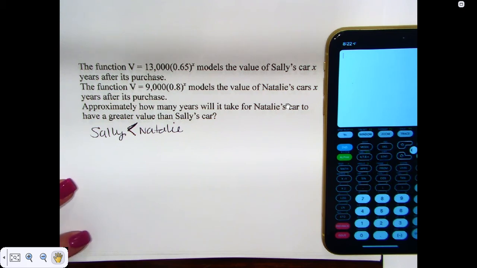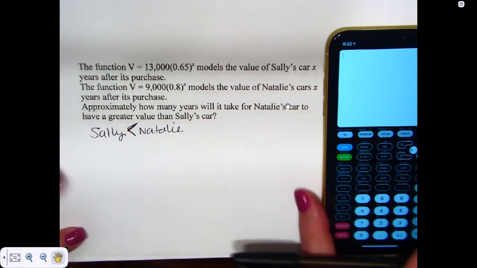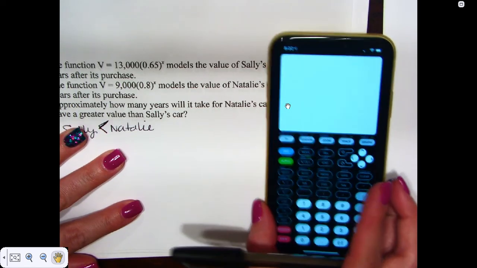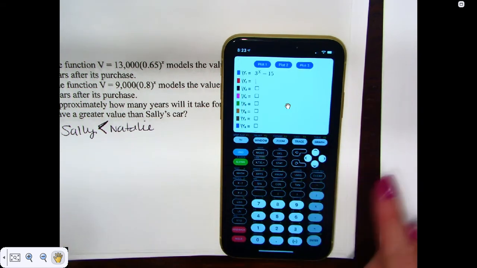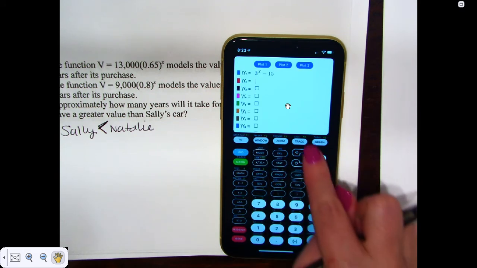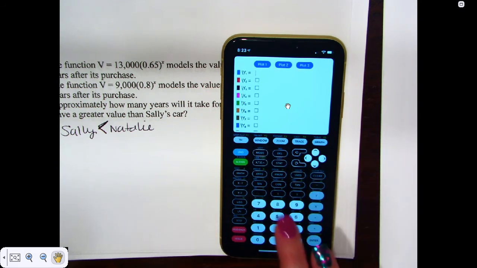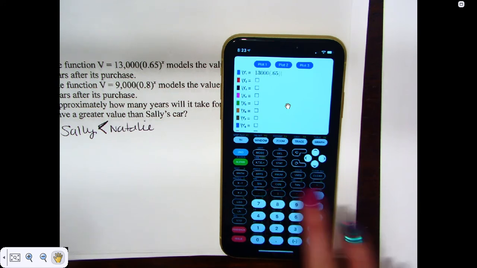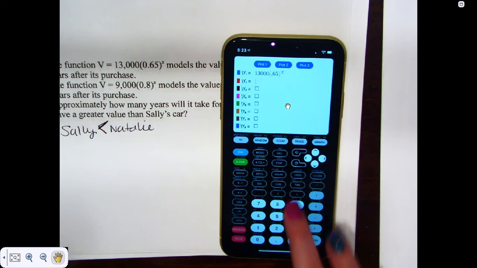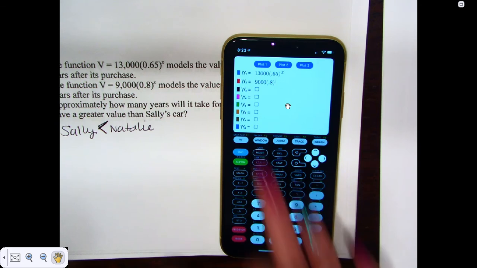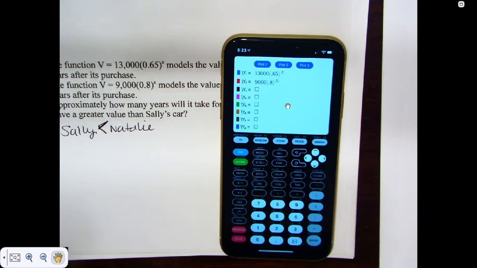Now, can you take numbers and plug them in? Sure, because it says how many years. We could do a table like we did the other day. But I'm going to show you kind of the shortcut way to do this. Take whatever calculator you're using, whether it's an actual TI-84 or this app, and go to Y equals. I'm going to type these in: 13,000 times 0.65 to the x, and then the second one, 9,000 times 0.8 to the x.